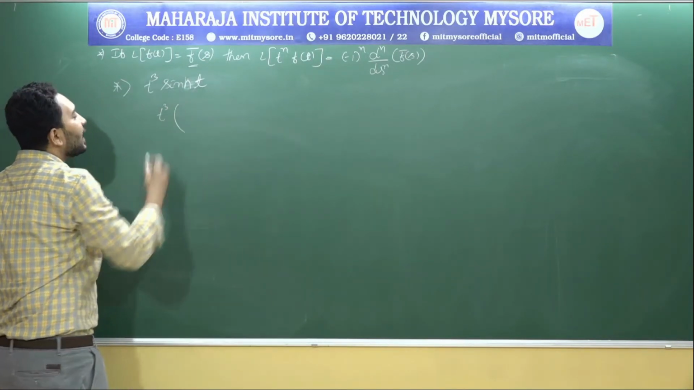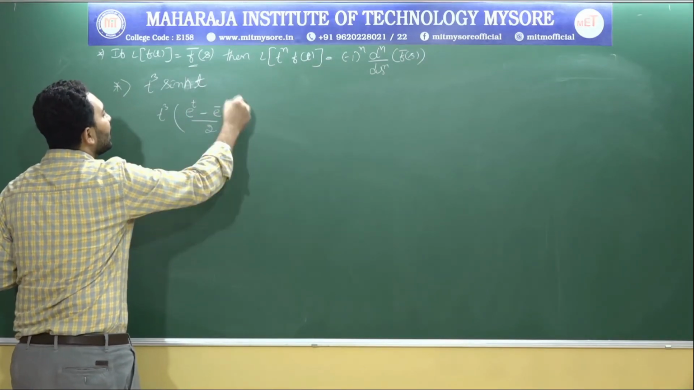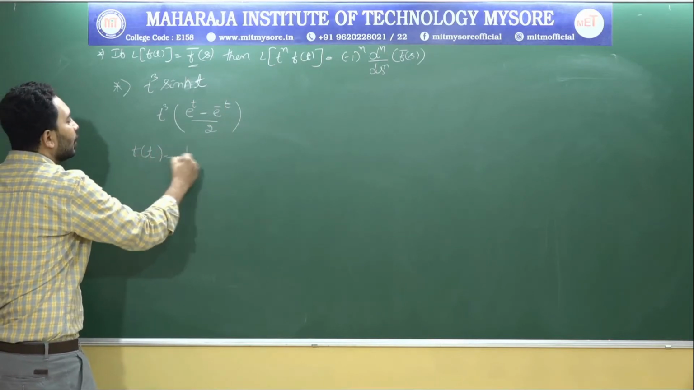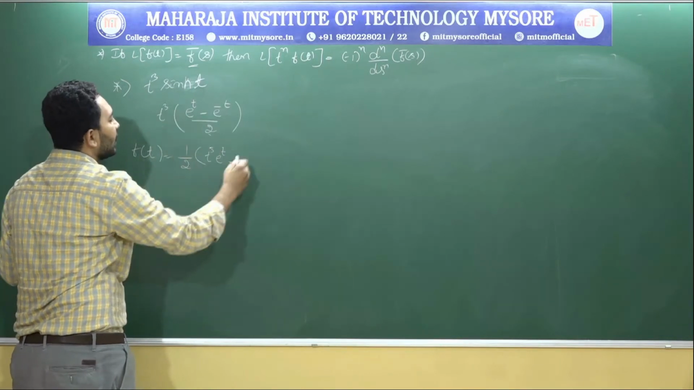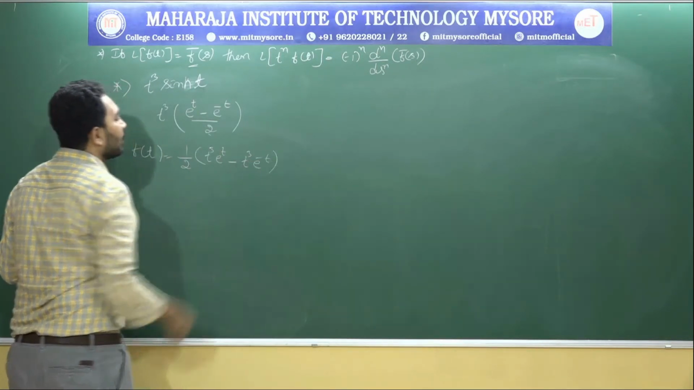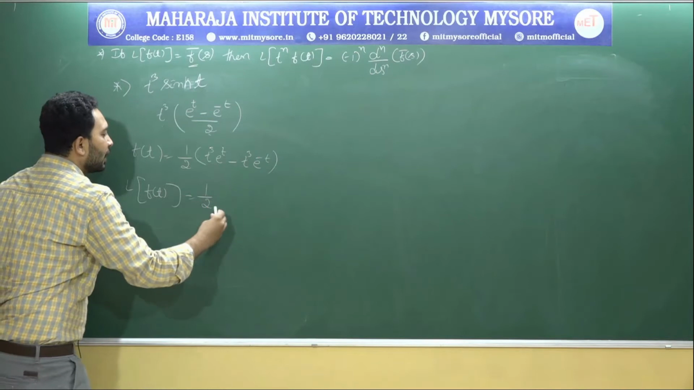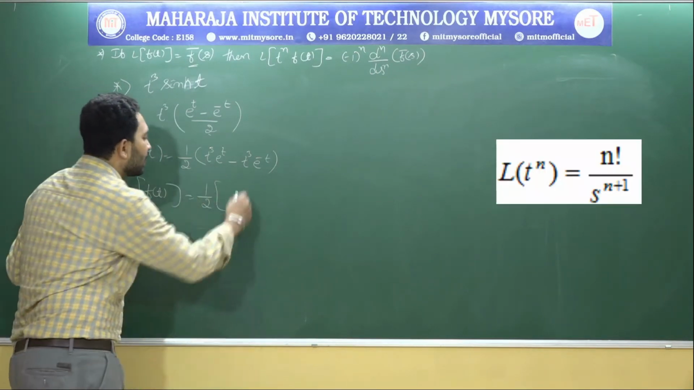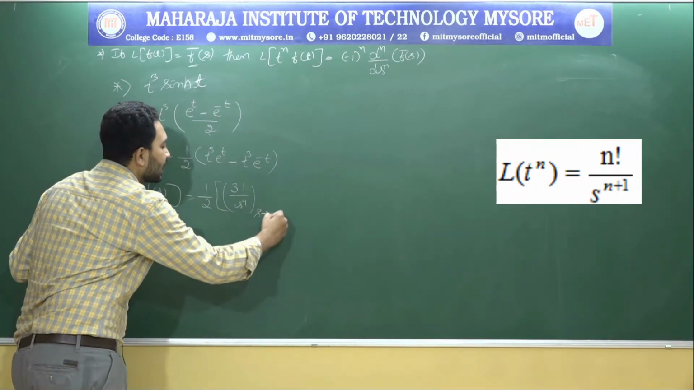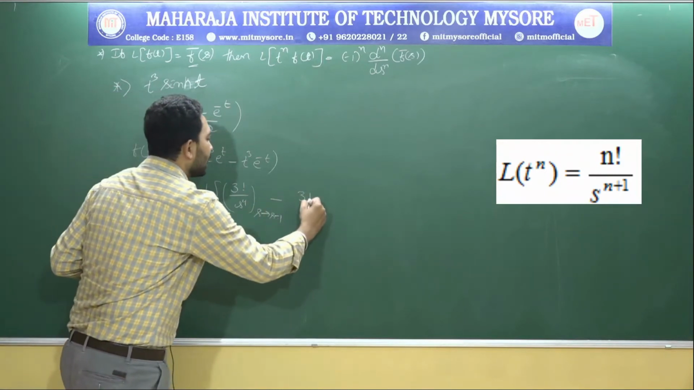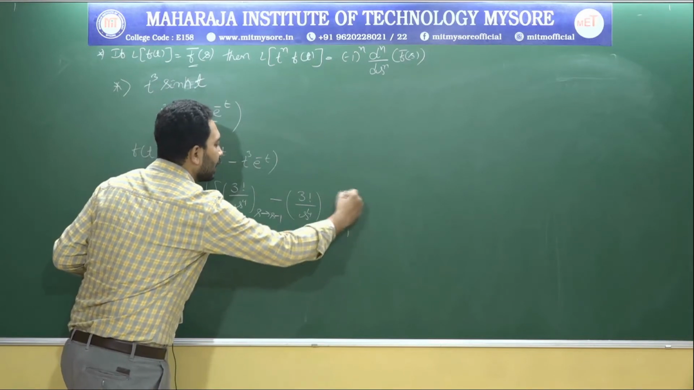So t cube into, what is sine hyperbolic t? It is e power t minus e power minus t divided by 2. That is f of t equals 1 by 2 into, if you multiply this, t cube into e power t minus t cube into e power minus t. So Laplace of f of t equals 1 by 2 into Laplace of t cube is 3 factorial by s power 4. For e power t, I will replace s by s minus 1. Similarly, this one minus 3 factorial by s power 4, and I will replace s by s plus 1.